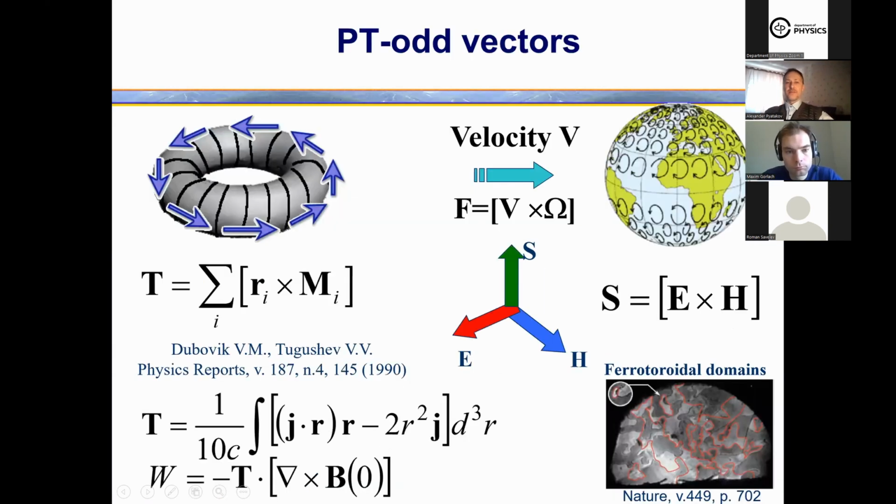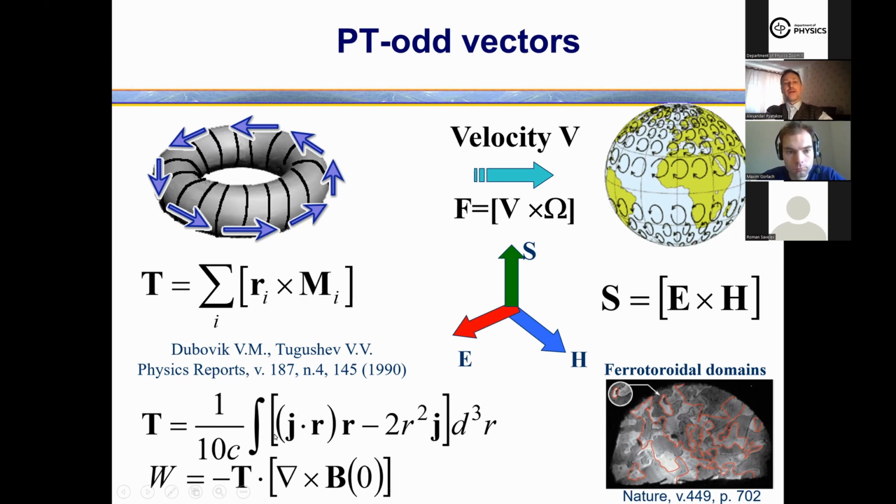Of course, PT odd vectors are not only the toroidal ones or antiferromagnetic ones. The well-known velocity vector is also PT odd. It relates, for example, in this formula, the Coriolis force and the angular velocity, omega.